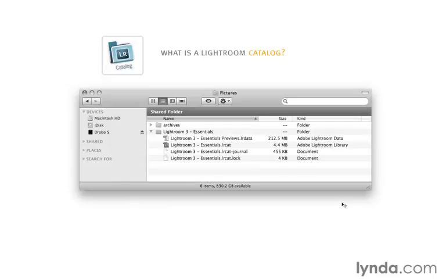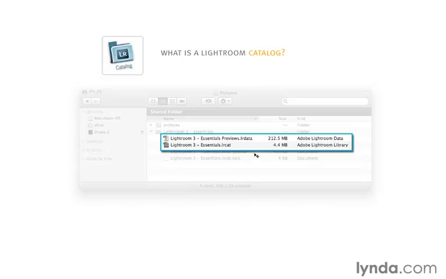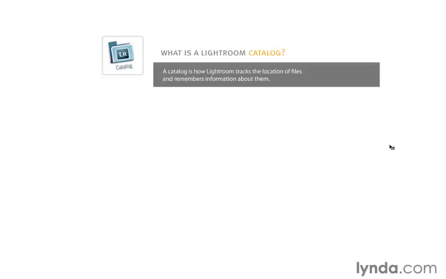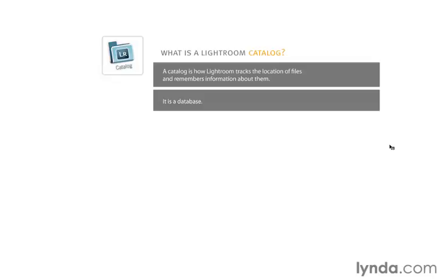If you go ahead and take a look at your catalog, one of the things that you'll discover is there's simply two little files here. And if we highlight these files, you'll notice that we have previews and then also the catalog file itself. Both of these files together really make up our overall catalog. And essentially, this catalog is how Lightroom tracks the location of files and remembers information about them.